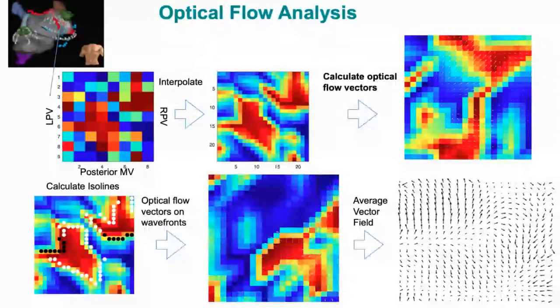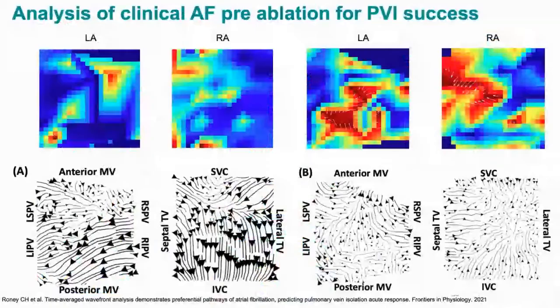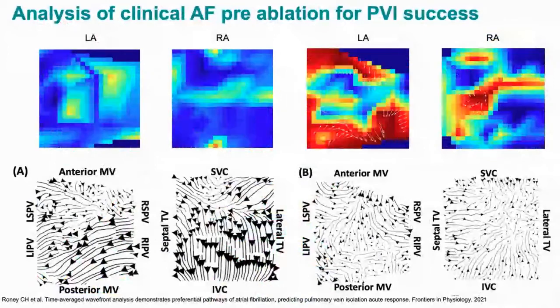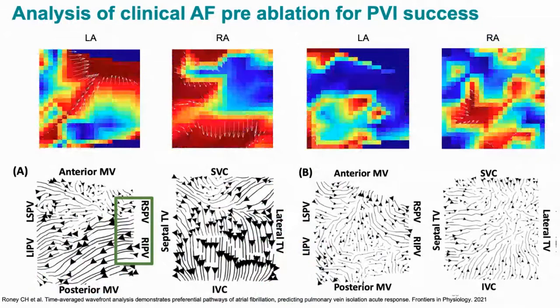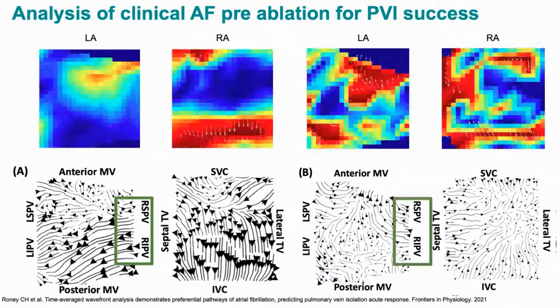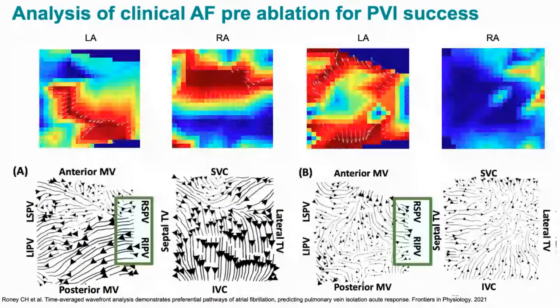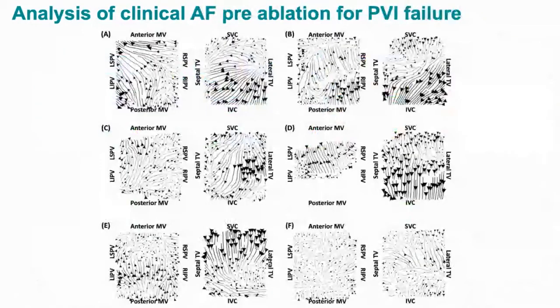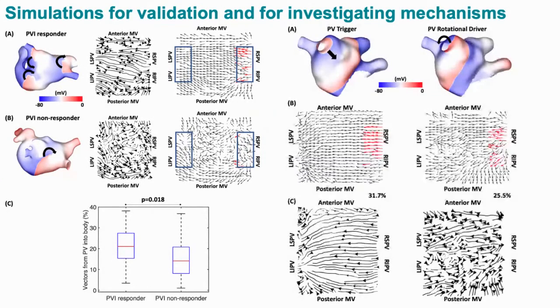And we just do this for the wavefronts. We can then calculate the average vector field over time, where the larger arrows tell us that our direction is repeated more often. What we found was that cases where pulmonary vein isolation worked tended to have this flow, as you can see in the green boxes, from the pulmonary vein entry into the left atrial body. Cases where pulmonary vein isolation didn't work didn't show the same kind of flow. So we then did some simulations to test this, to do some validation and to look at the mechanisms for why this might happen.